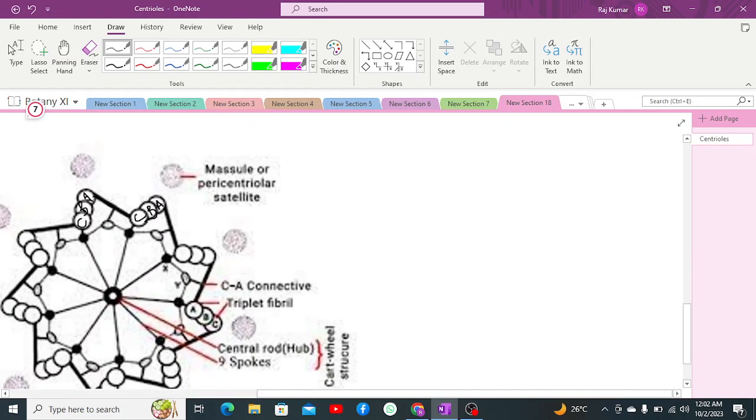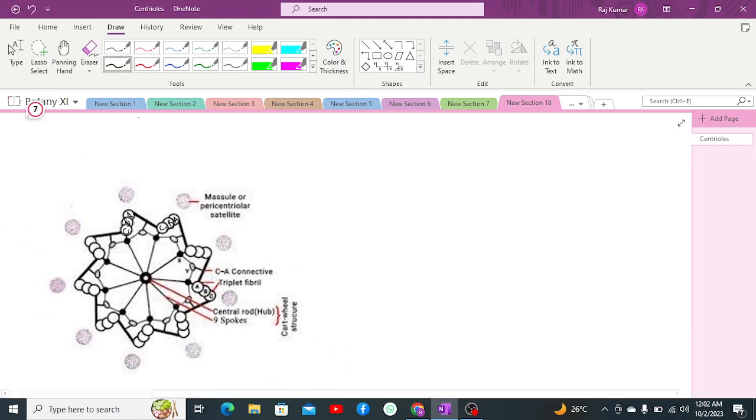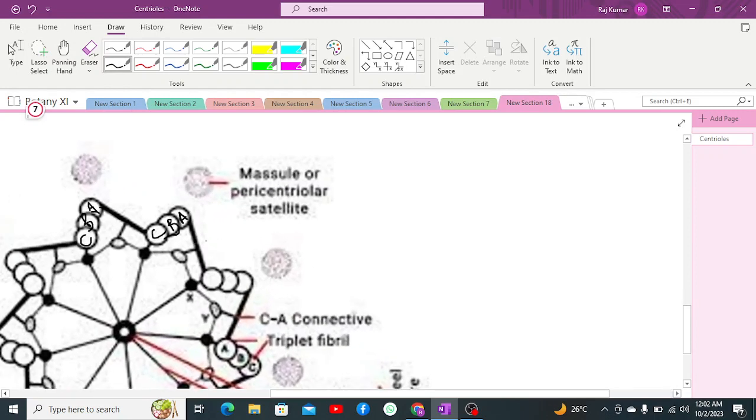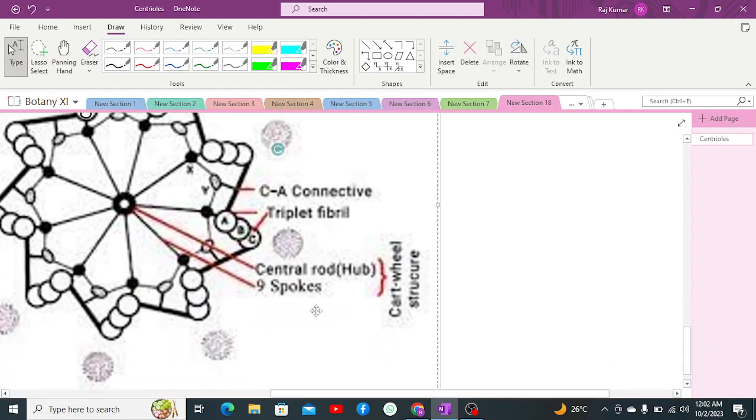After which there are spokes coming towards the central hub or central rod, known as the radial spokes, which are 9 in number. These radial spokes are connected to the central rod or central hub.